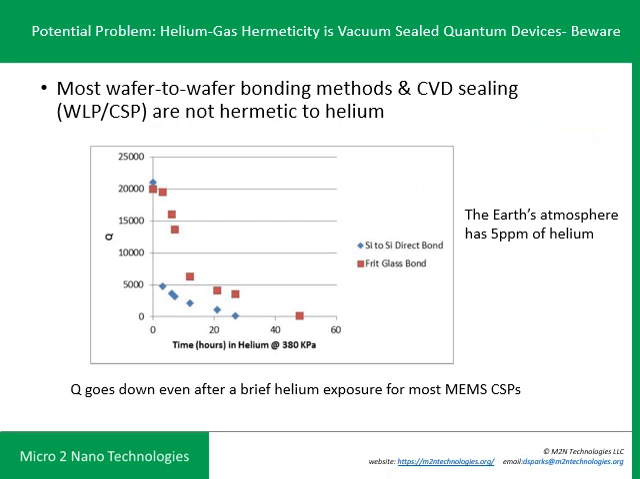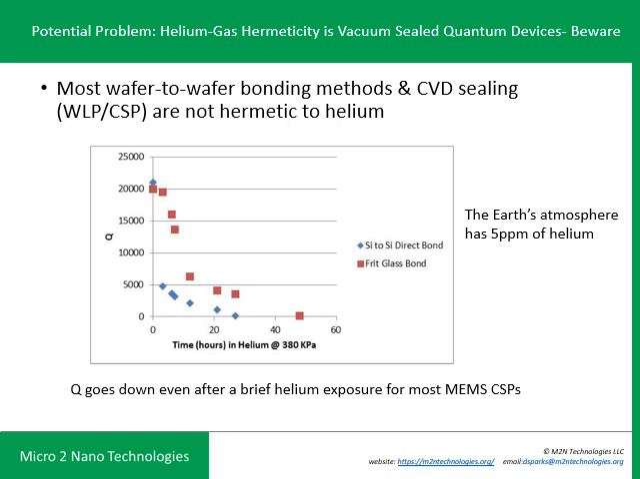Now, one problem that I found early on in my career with vacuum packaging is that if you utilize it in an industrial gas environment where helium is present, you can actually get helium leaking through wafer-to-wafer bond interface seals. This was a resonant flow sensor that I made. This shows up in the quality factor, which is the sharpness of the resonator peak that's enclosed in the vacuum cavity.